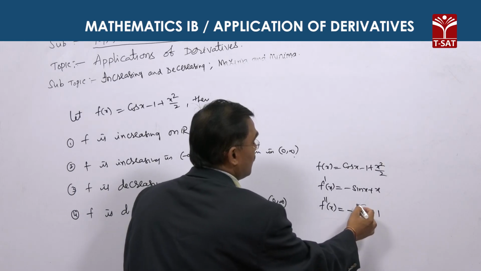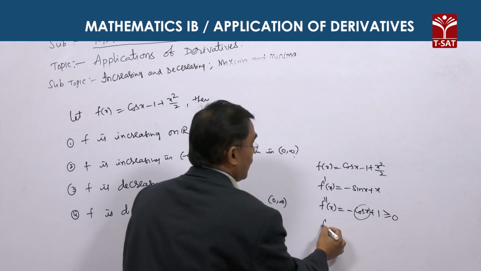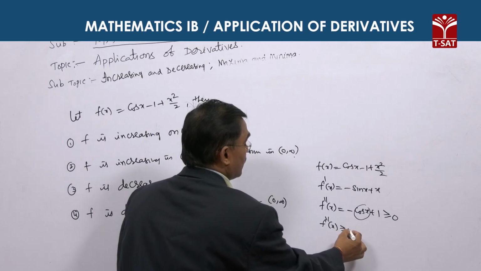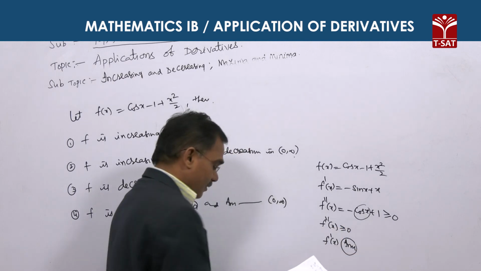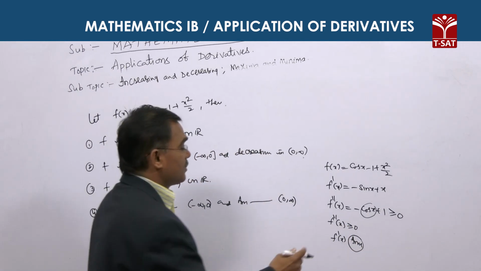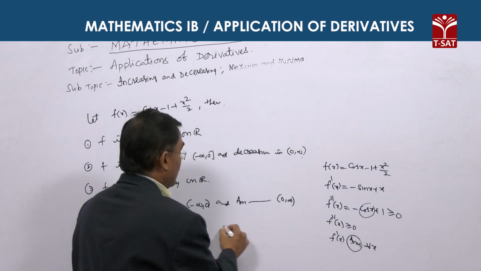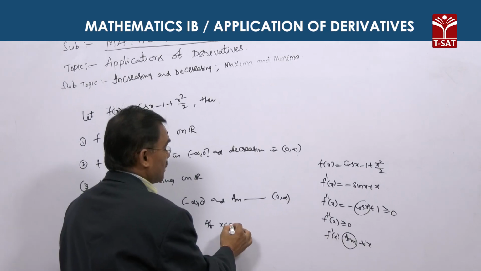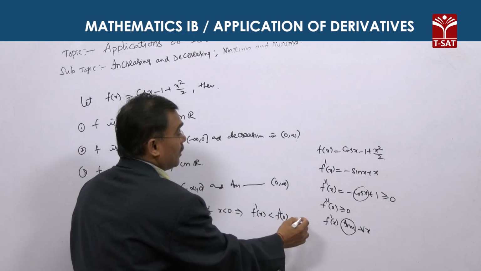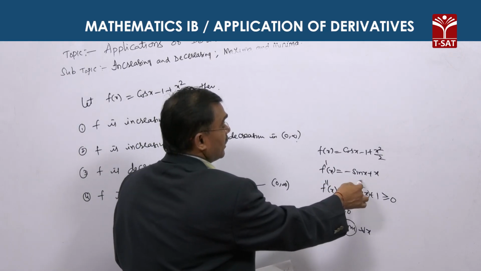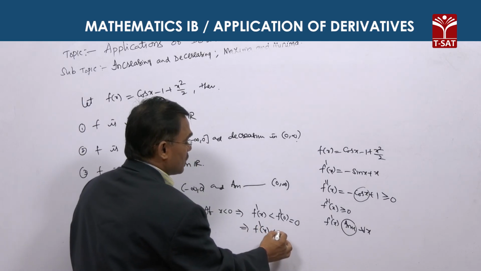Cos x has maximum value less than or equal to 1. That's why this is always positive. f double dash x is positive, so f dash x is an always increasing function, for all x. f dash x is increasing, so if x is less than 0, then f dash x is less than f dash 0. What is f dash 0? sin 0 plus 0, this value is also 0. That means f dash x is less than 0.